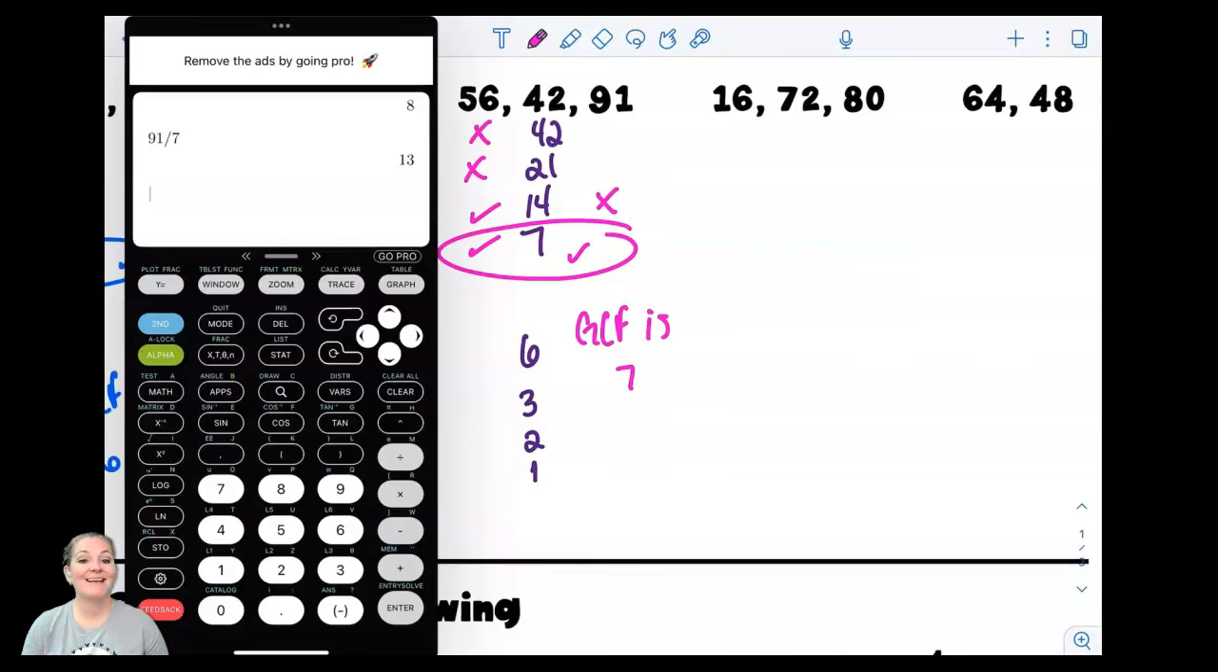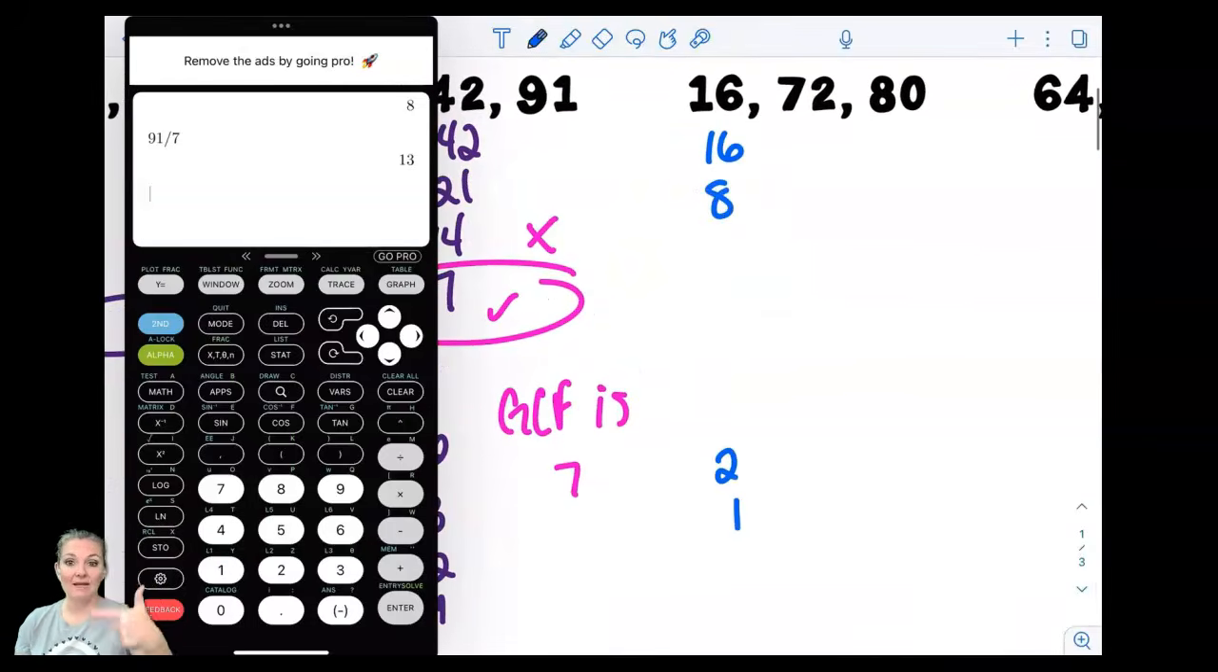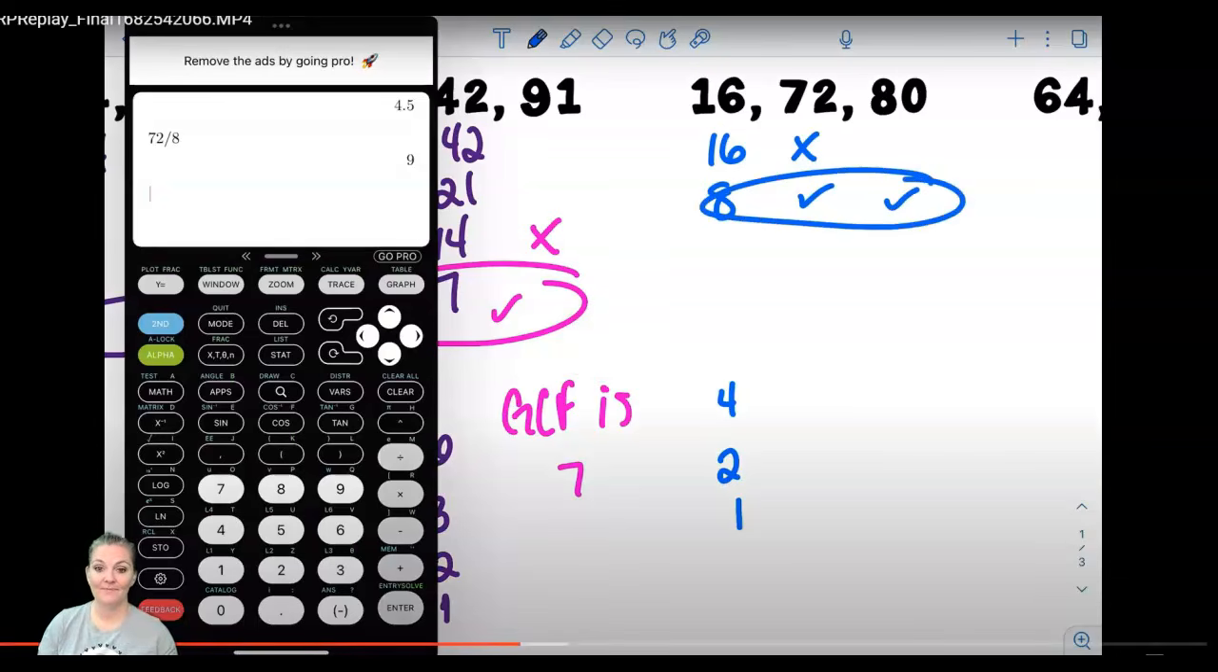2 more to go. 16 is my smallest number. So 16 is 1 and 16. So 16 and 1. 2 and 8. 3 is a no. 4 is the other one, and it's just 4 and 4. So seeing which of those work. 16 doesn't work. 8 does work, and 8 will go into 80 because 8 times 10 is 80. So 8 is my GCF there.